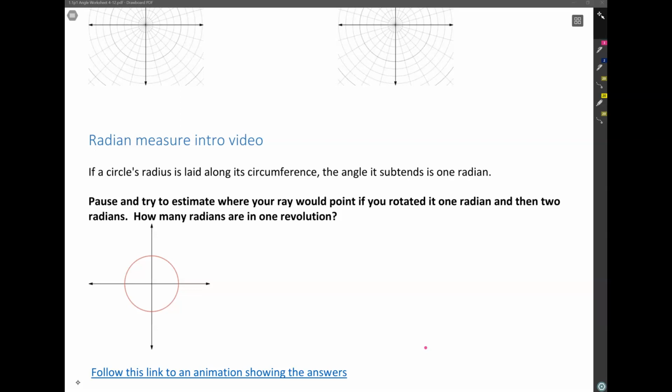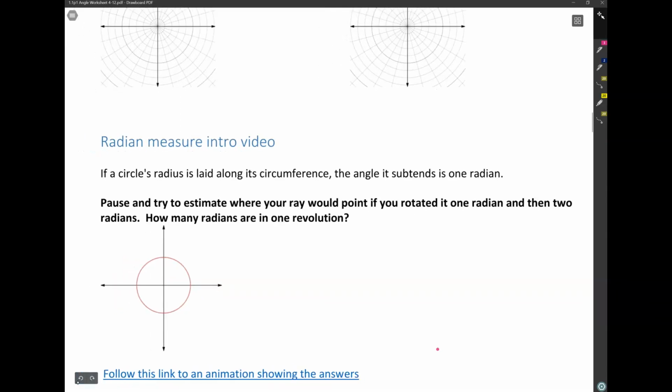This is a little harder to visualize at first, but eventually we'll get to the same point as with degrees where we know how many radians are in a full circle and we can break it down into parts of that to make things a little bit easier. So the idea of 1 radian is it's the angle that's subtended by the radius of a circle laid around its outside.